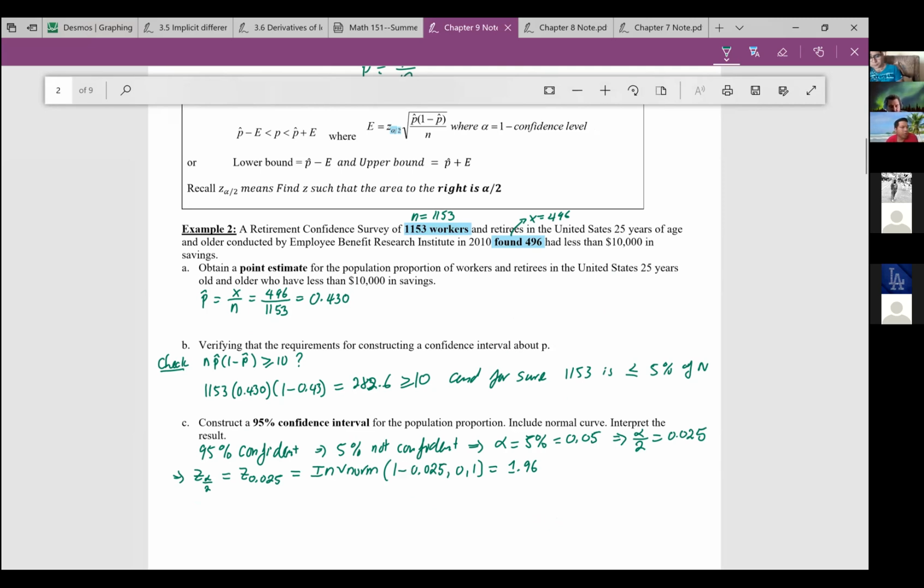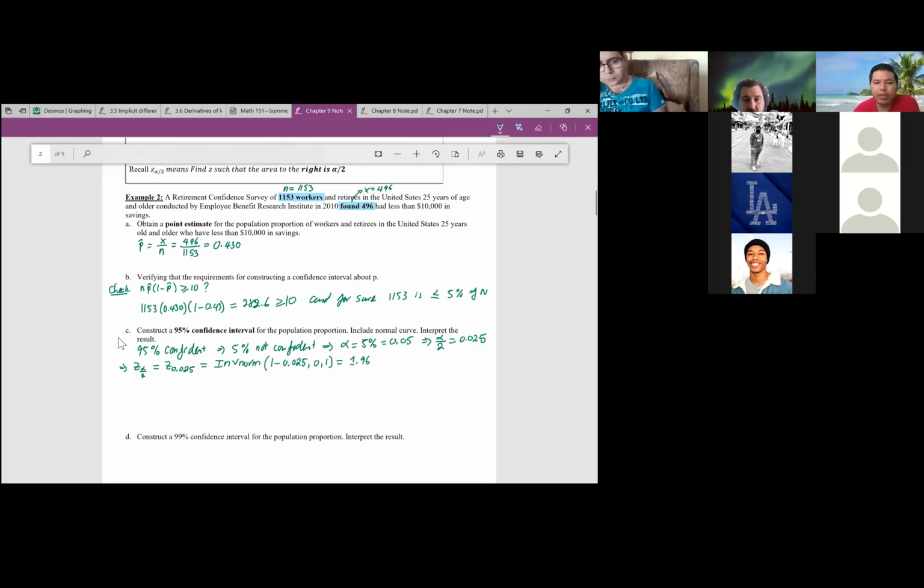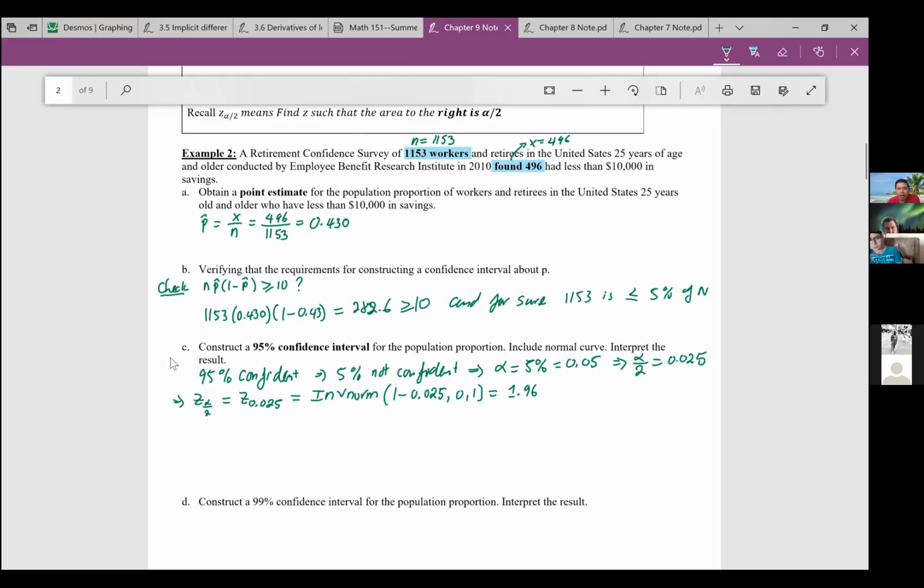All right, no worry. All right, everyone else, okay before we move on? All right, so now we have the Z alpha over 2. Keep in mind that you have to divide the alpha by 2 before you do the inverse norm, not inverse norm and then divide by 2. All right, don't do that.